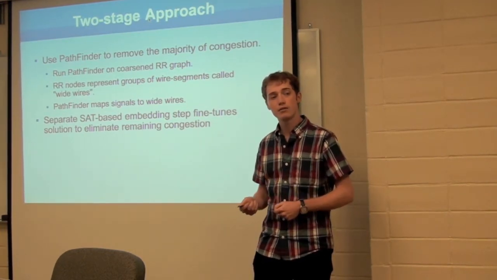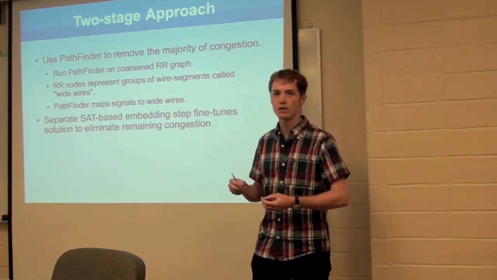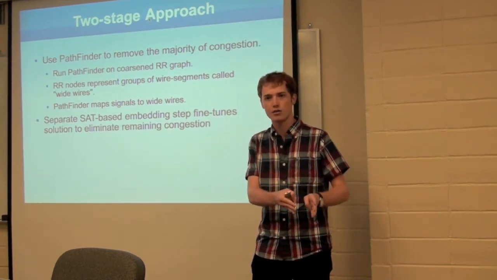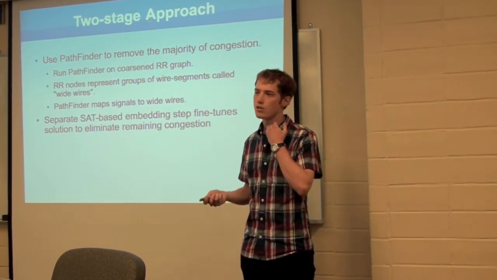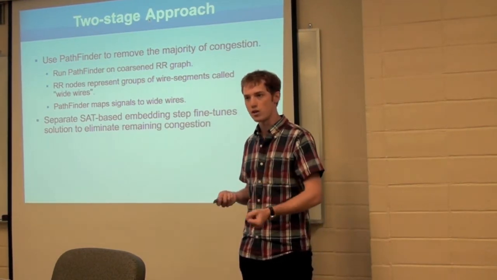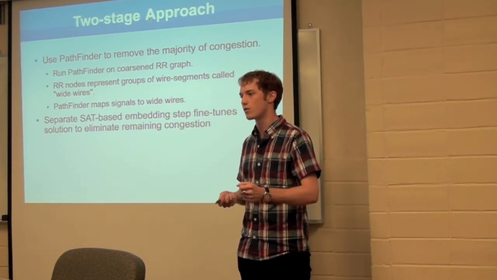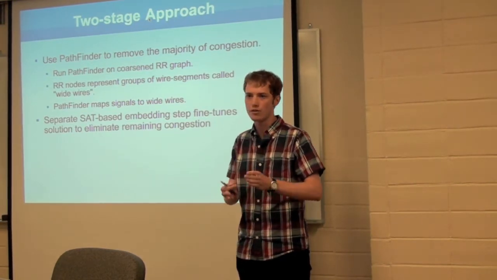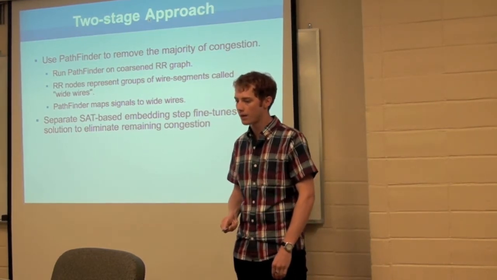So then at the end of PathFinder, we don't have a legal routing. We have an assignment of, say, 2 signals to a wide wire of size 2. And then we use a separate SAT-based embedding process to resolve these conflicts. So each one of these signals within the wide wire is assigned to an individual constituent wire segment in this embedding step.